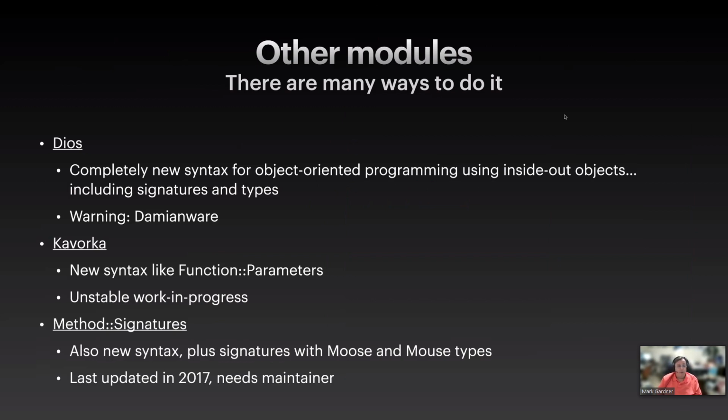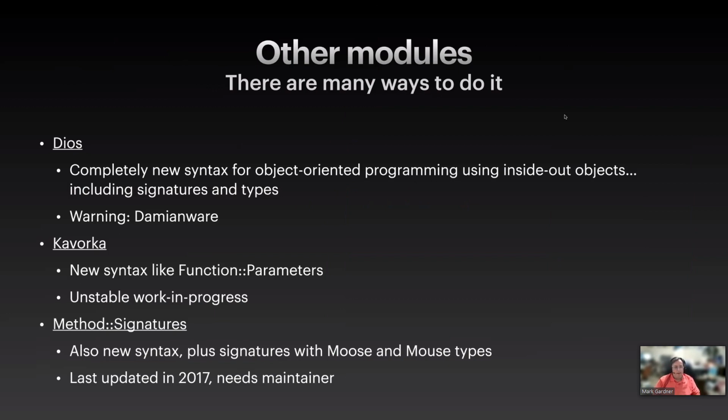You've got Kavorka by Toby Inkster, same guy who did Type Tiny. It also gives you new functions, new syntax like function params does with fun and method. Worth noting though, it says it right in the documentation, it's a work in progress. Some people really like it for what they're doing. I got a couple recommendations on my blog post about using Kavorka. Personally, I wouldn't use it in large production code just because, again, the interface hasn't stabilized yet.